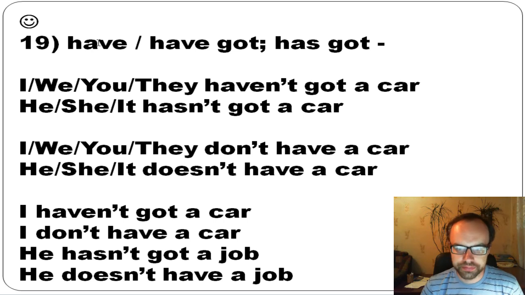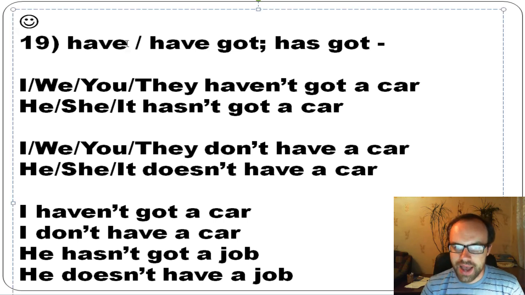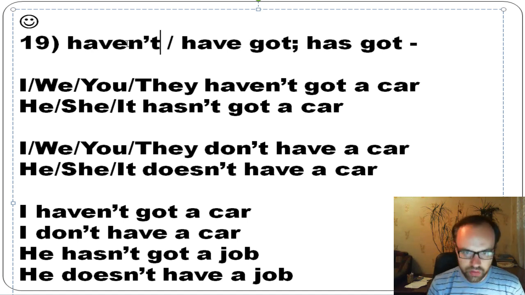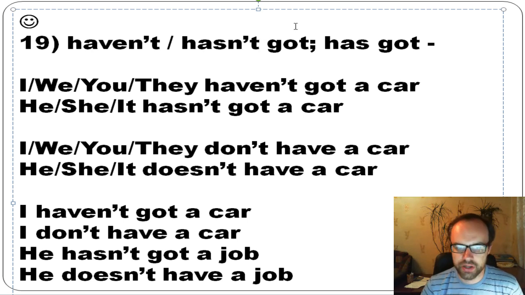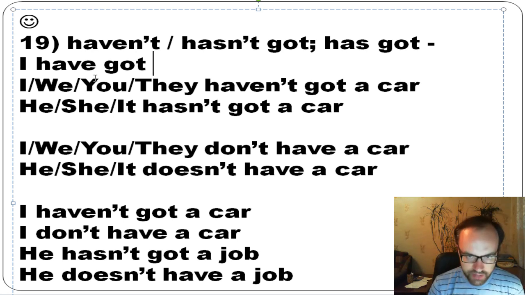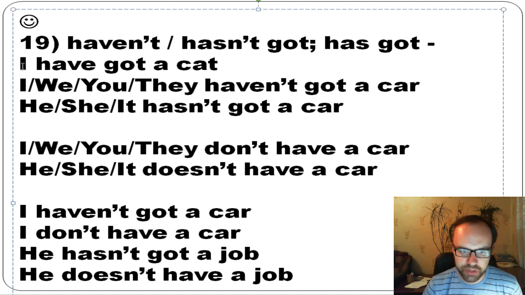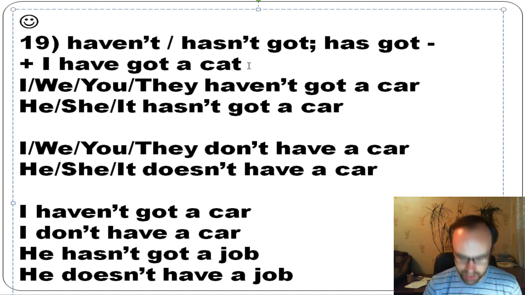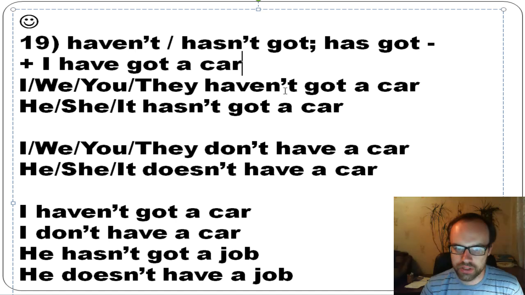Okay, how to make a negative form? So, you know that you say haven't got or hasn't got. Look, haven't got or hasn't got. So I have got a car. It's a statement. I have got a car. Not a cat. I have got a car. And if you want to make a negative form, it's I haven't got a car.